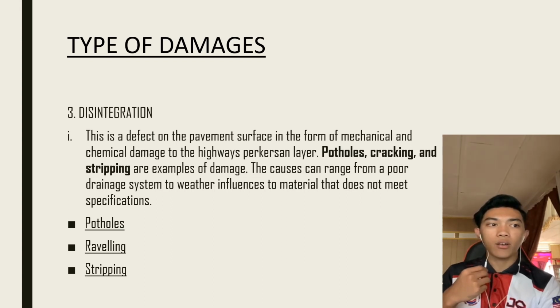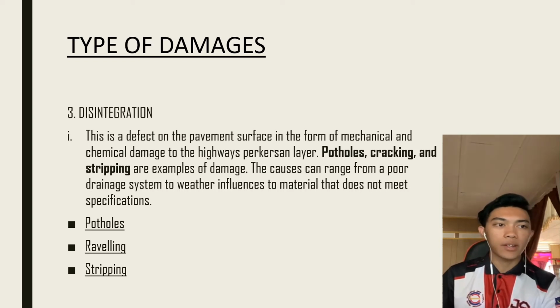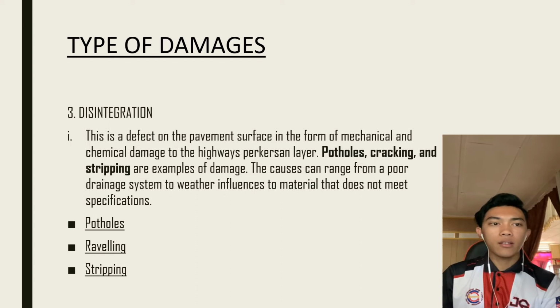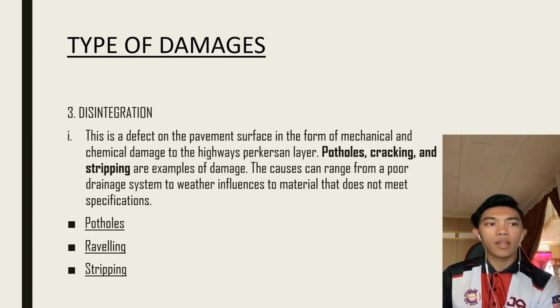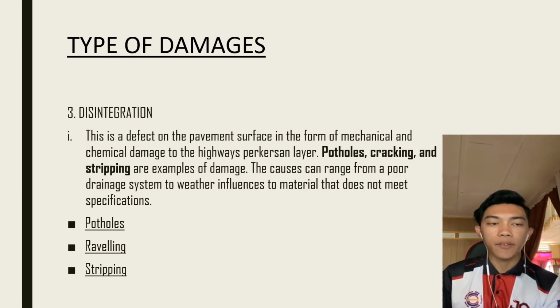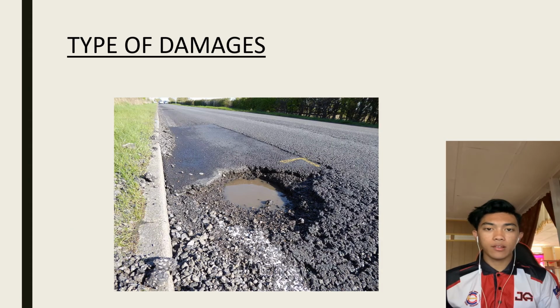Lastly is stripping. A possible cause is braking or turning wheels causing the pavement surface to slide and deform. The resulting sliding and deformation is caused by a low strength surface mix or poor bonding between the surface HMA layer and the next underlying layer in the pavement structure. So, this is an example of disintegration.